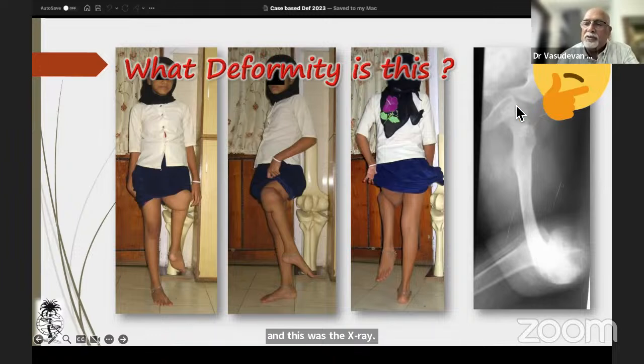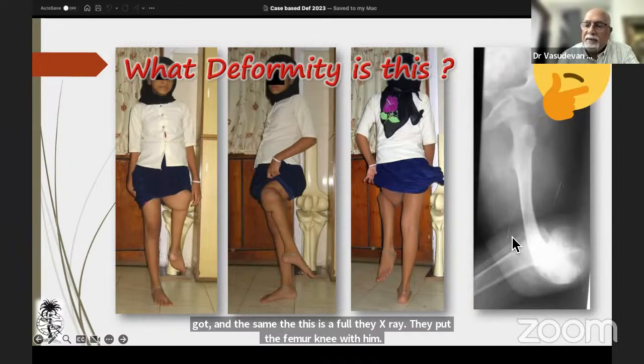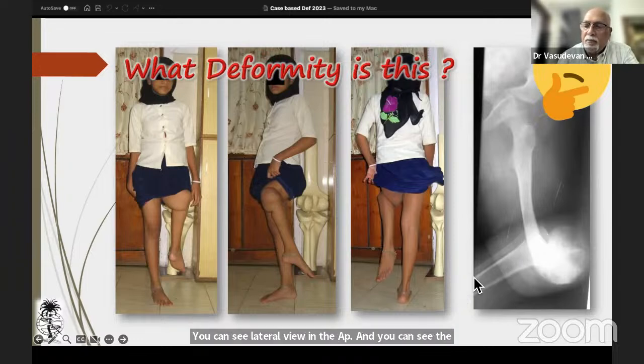This x-ray shows the neck. This is a full x-ray, they put the femur, knee with hip. You can see the lateral view and the AP, and you can see the fibula on the medial side.